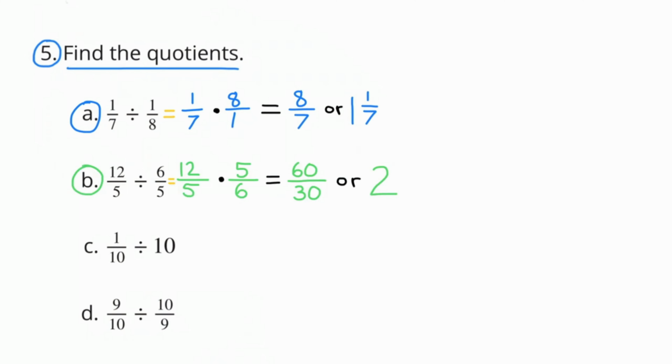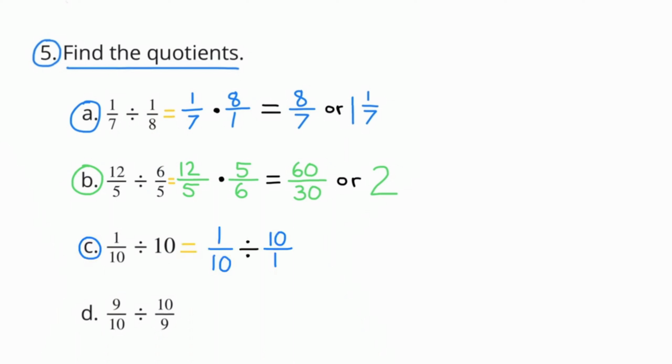B. 12/5 divided by 6/5. That's equal to 12/5 times the reciprocal of 6/5, which is 5/6. 12/5 times 5/6 equals 60/30, or 60 divided by 30, which is equal to 2.